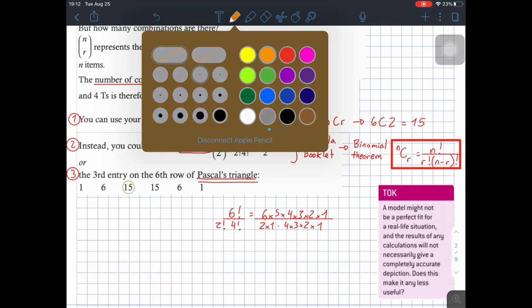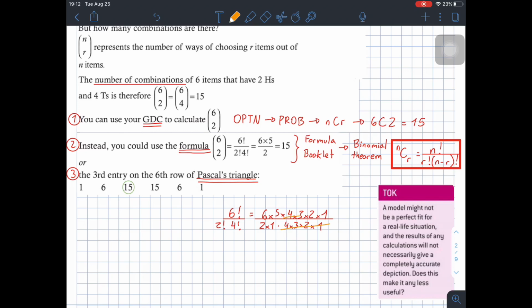So you see that all of these terms cancel out with all of these. So we're only left with 6 times 5 divided by 2. 2 times 1 is 2, right? So it's 6 times 5 divided by 2, which is exactly what we have here. 6 times 5 is 30. 30 divided by 2 is 15. So that's why we get as a result 15, which is exactly the same result we got using our calculators, right? Okay, so that's another way of calculating combinations. In case you're not allowed to use a calculator, you have this manual way, which is applying a formula.